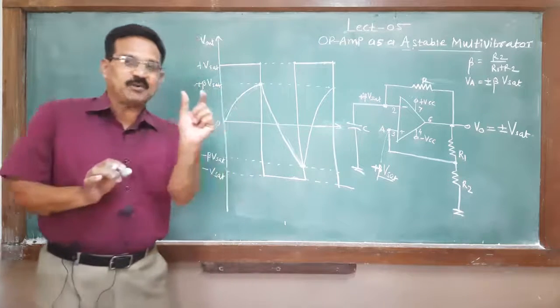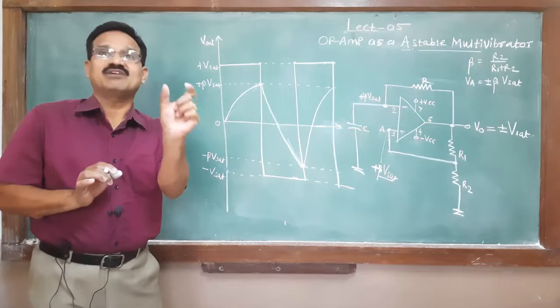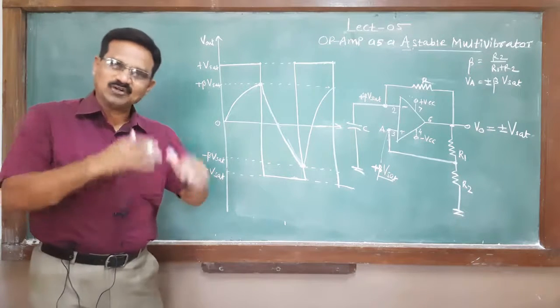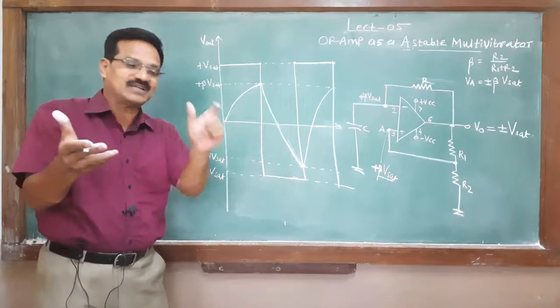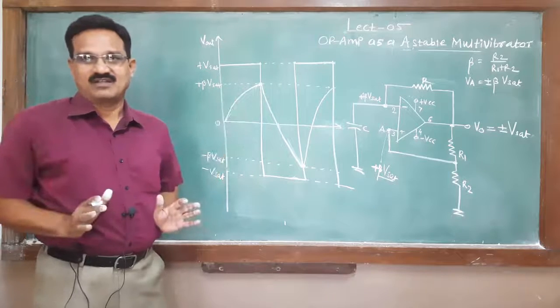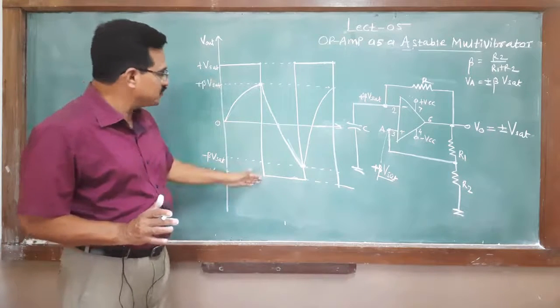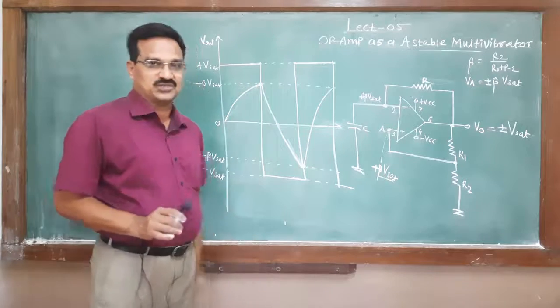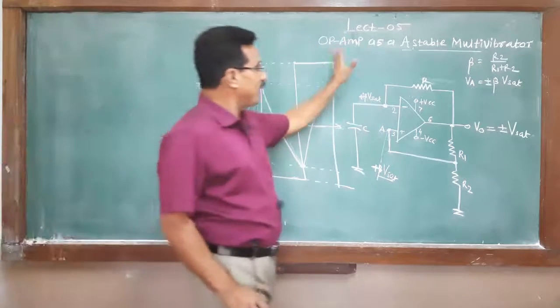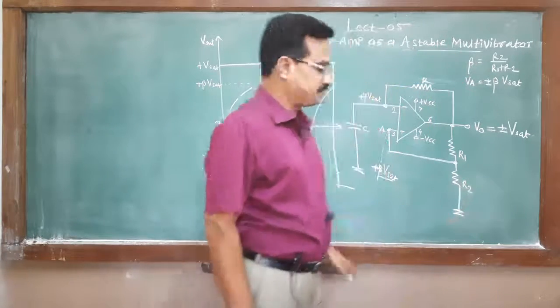Means it remains in a particular state for a particular interval of time. It automatically changes its state after that particular interval of time, from positive saturation to negative saturation. This is actually the working of an op-amp as an astable multivibrator.